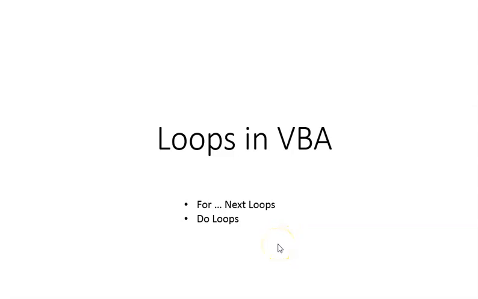Hi everyone. In this video I will cover loops in VBA. Loops are used when you want to repeat a sequence of statements more than once. We have two types of loops in VBA, for next loops and do loops. For next loops are used when you know the exact number of times the loop should be executed. Do loops are used when you want to repeat the operation until some criteria is met.